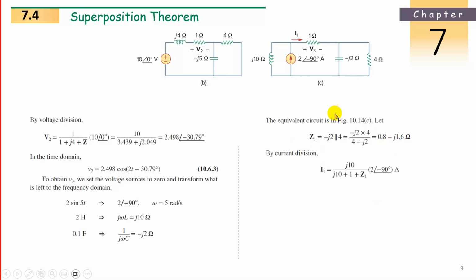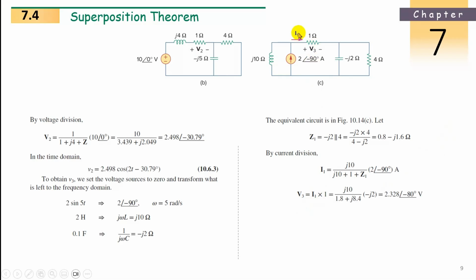Then by current, so we got Z1. Here we got the Z1, and we got the j10 and 1 ohm. Because it's a current source, the current division rule will apply. In this Z and 1 ohm, one current will flow, and in j10 another current will flow. So what is the current division rule? The current division rule is opposite to the voltage division rule. The equation is the same, that is total current divided by total impedance multiplied by the other resistance, right? So V3 is equal to I1 multiplied by this.